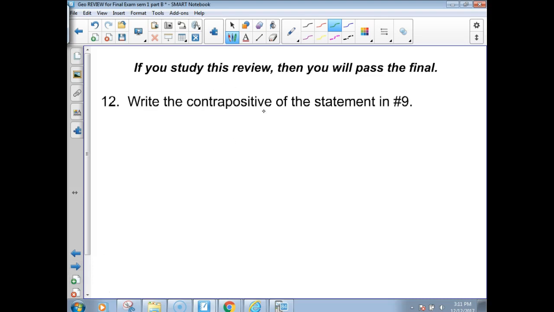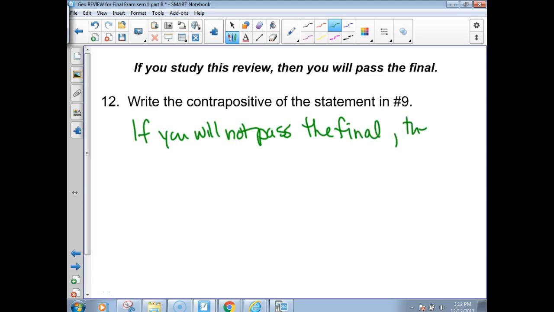12, the contrapositive negates the hypothesis and the conclusion and switches them. So if you will not pass the final, and don't try to eliminate words, please, when you do these. If you will not pass the final, then you did not study this review.